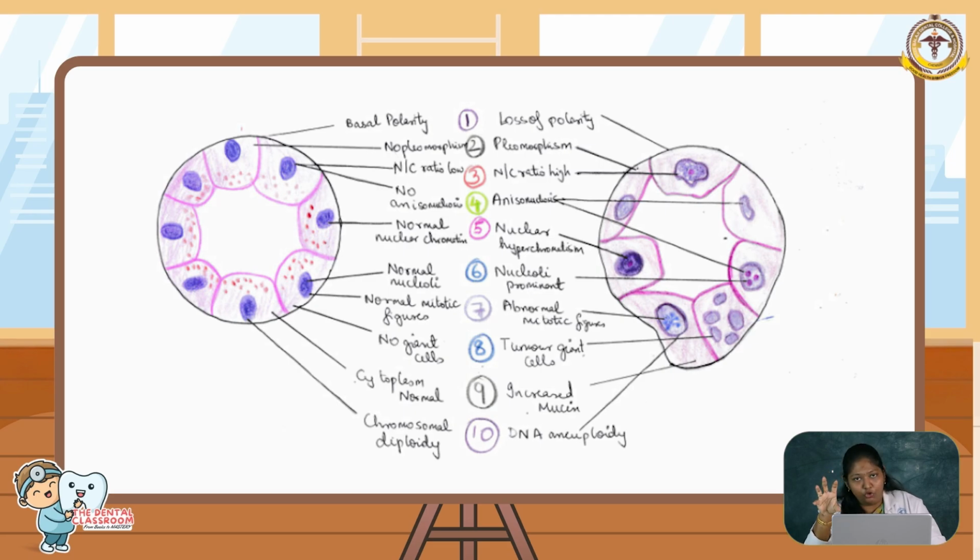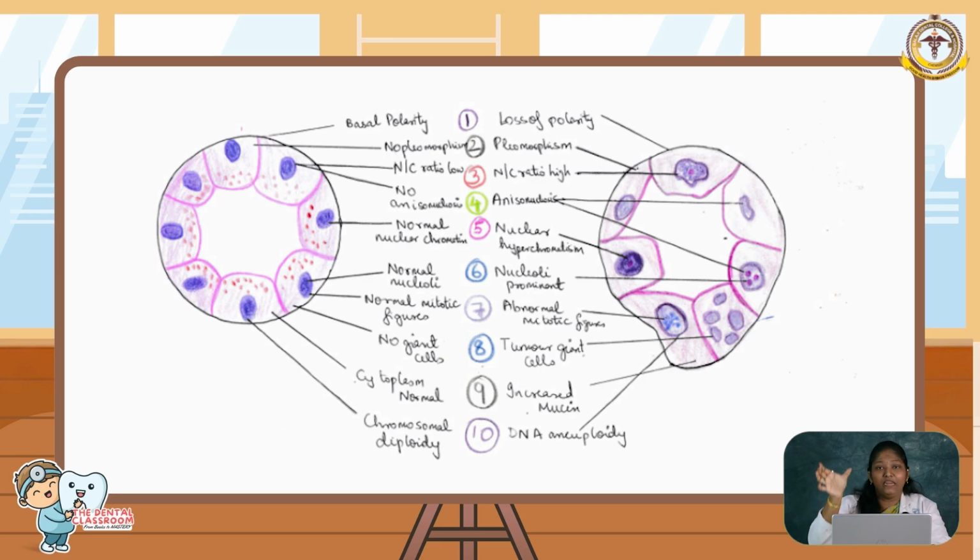Next, only about the nucleus, there are 3 major features. The next 3 is anisonucleosis. As it says, every nucleus has a different shape and size. Nuclear hyperchromasia: because of this proliferation, the DNA condensation is what they mean as nuclear hyperchromasia, and there will be prominent nucleoli seen in it. Next, abnormal mitotic figures: because the proliferation is more, they keep dividing, so you'll see a lot of mitotic figures. These cells coalesce to form big cells, which are called giant cells, that is tumor giant cells. Then there will be increased mucin secretion and DNA aneuploidy.